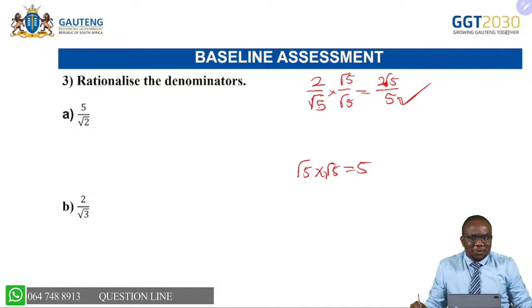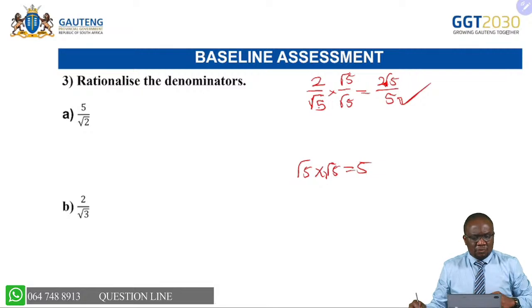Welcome back, grade 10s. Did you manage to get the answers? Let's mark our work. If you see that, okay, I made a mistake with my question A, now I understand, you want to correct your B, just do that. Okay, let's start with A. So our denominator is square root of 2. How can we make this one rational? Because it is irrational now.